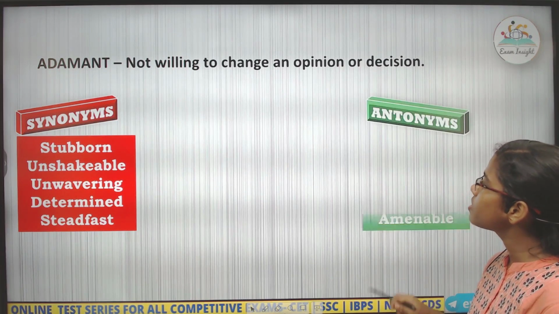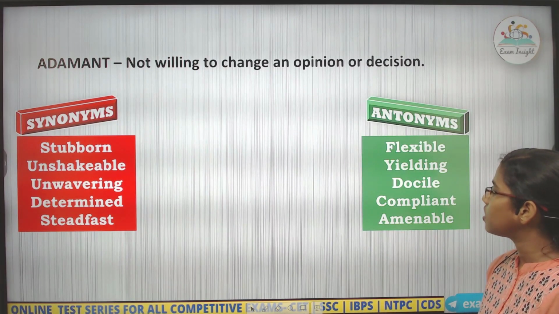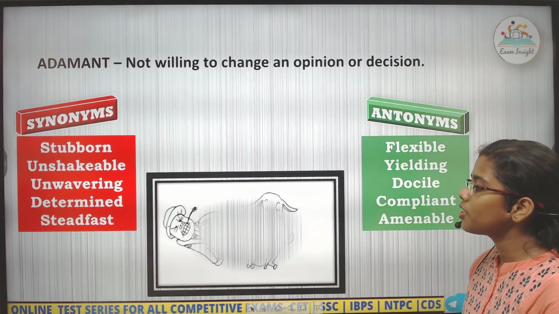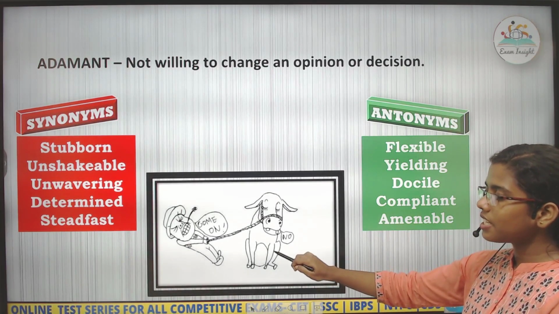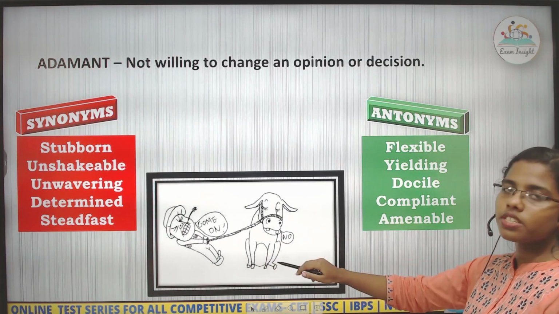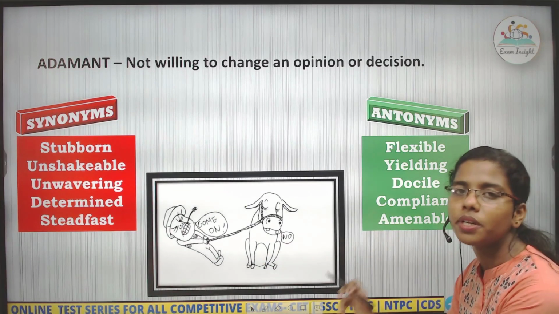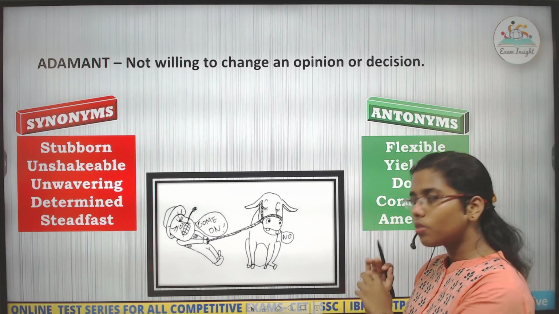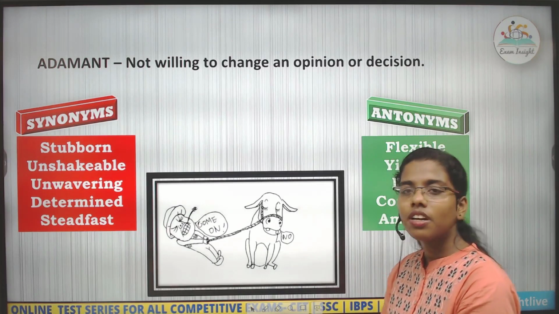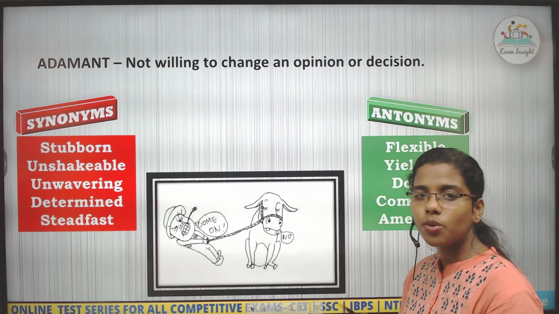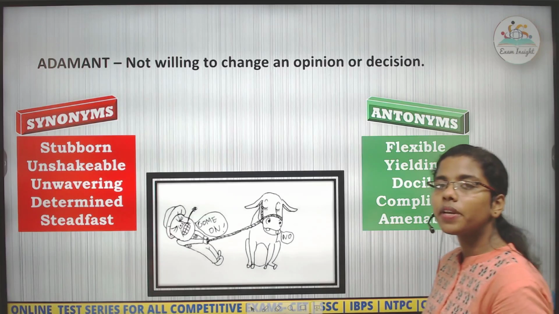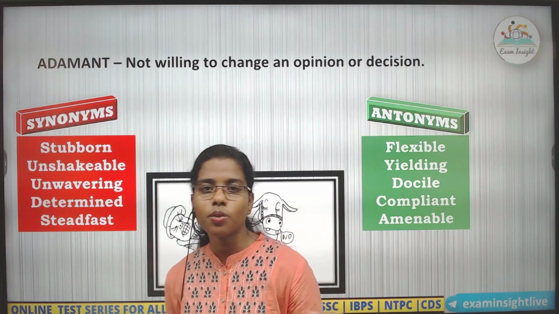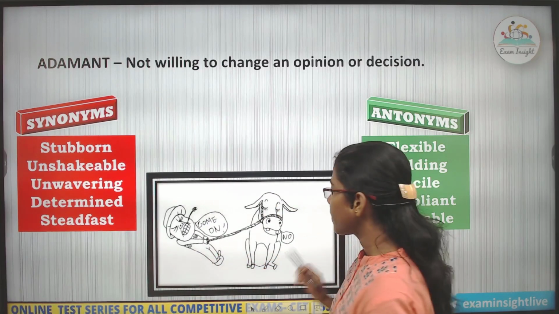Let's see the antonyms. Flexible, yielding, docile, compliant, and amenable. Let's see the picture for it. You can see this. Master is trying to pull this animal. This animal is adamant over here. He is not willing to listen to his master. He is trying to be adamant. So adamant simply means अपने बात पर अड़े रहना. Adamant, अड़े रहना. You can also correlate, right?